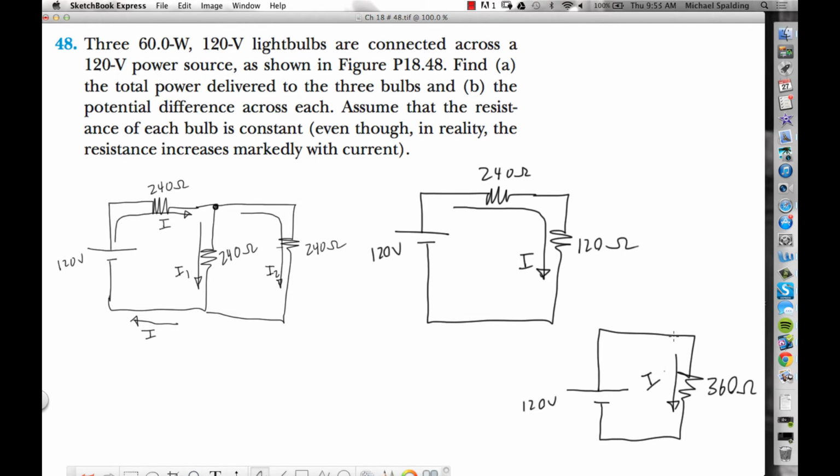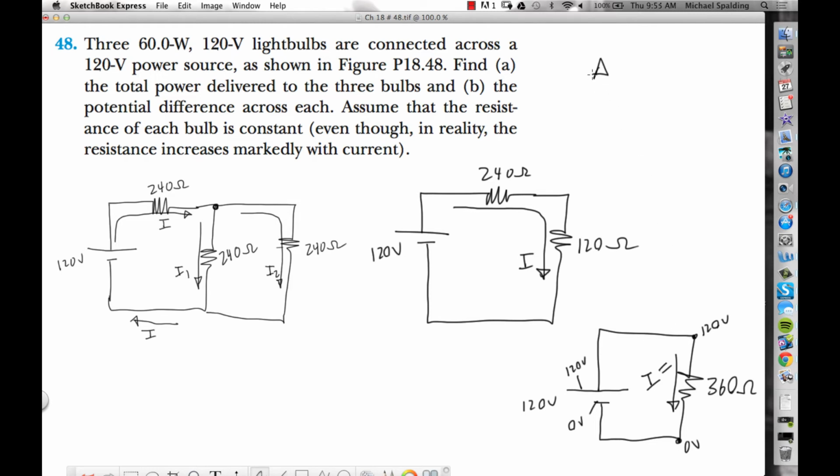So what you do is start at the most simplified picture and work your way back. For example, let's start by figuring out what I is. How many volts are across this 360? Well, a 120 volt battery means 120 and 0. Right here we've got 0, up here we've got 120. So how many volts are across that 360?